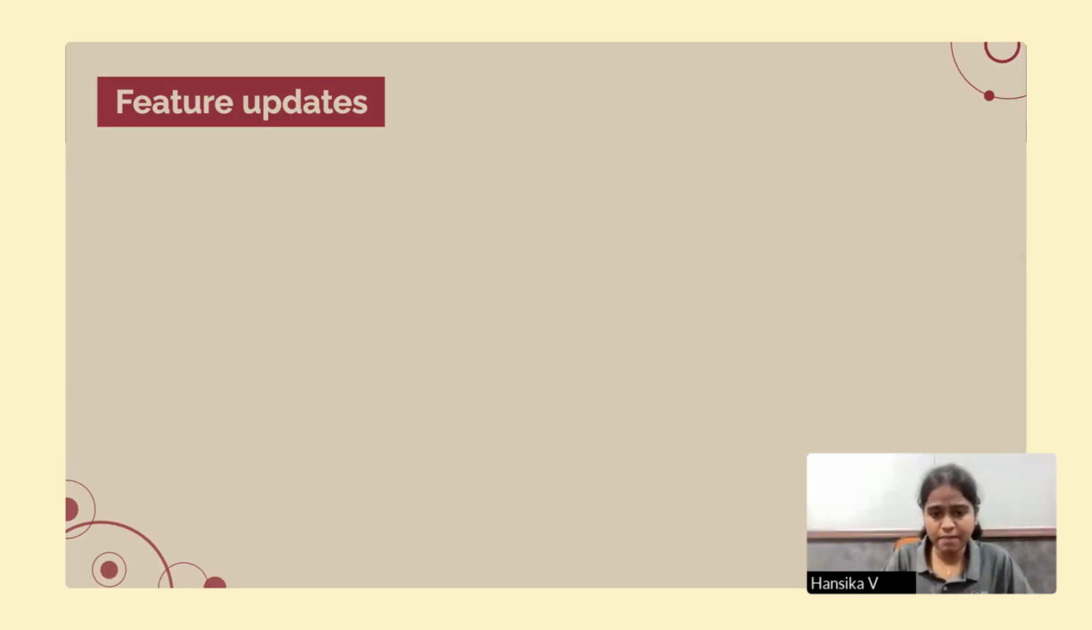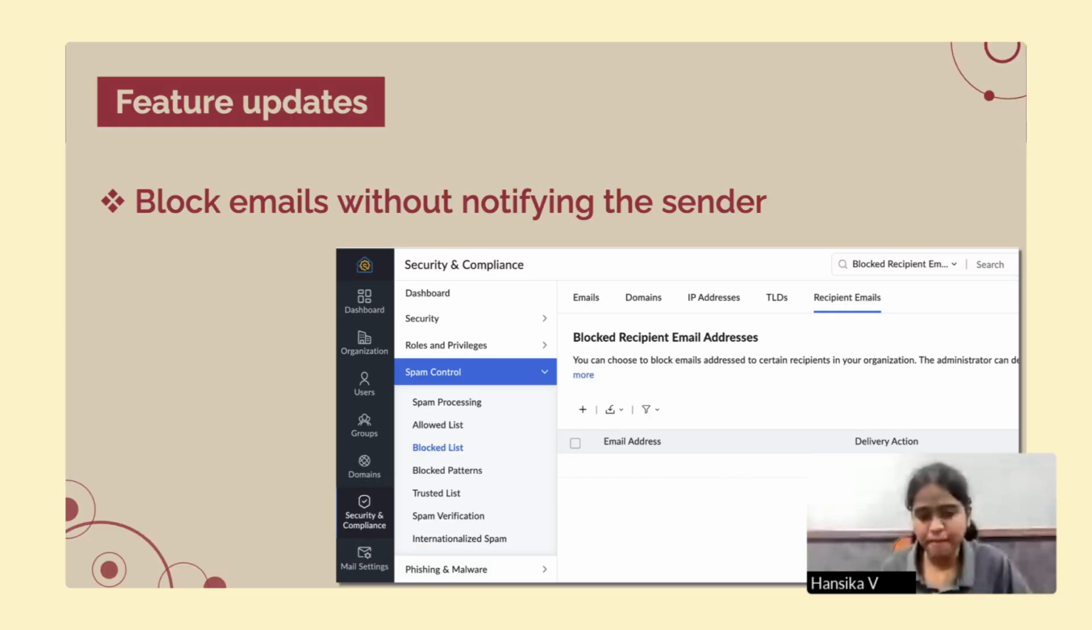Also, with the new update, in the spam control section of the Zoho Mail admin console page, admins now have an option to allow or block email addresses based on the recipient address, domains, IP address, and a few others. Additionally, you can also add a trusted list for certain domains and email addresses to skip any spam processing when you receive emails from these addresses.